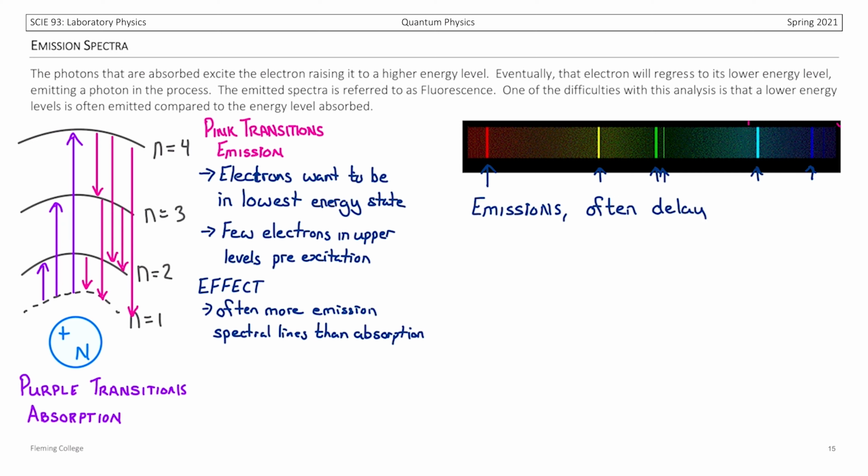But first, note that every time we have an emission that is not directly associated with a previous absorption, that emission will be at a longer wavelength because it's at a smaller energy. So we could have gone from 1 all the way to 4, takes a lot of energy in, but when we go from 4 back down to 3, we're only emitting a small amount of energy, so we would have a longer wavelength. Let's go back to that delayed effect.